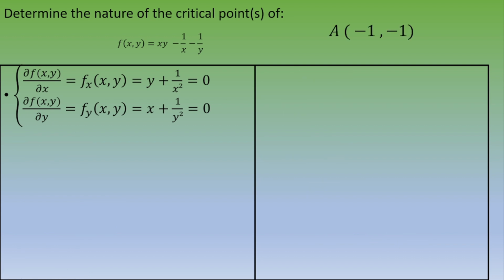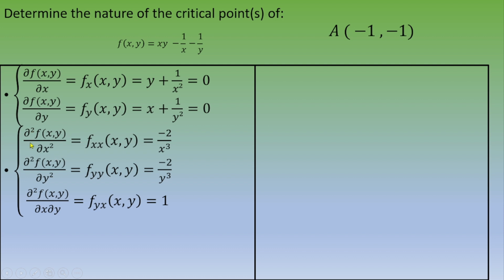So next step, this is to find out the nature of this point. We are going to calculate the second order partial derivative with respect to x. This is negative 2 over x cubed. The second order partial derivative with respect to y, this is negative 2 over y cubed. And the second order partial derivative with respect to y, then with respect to x, and this is 1.